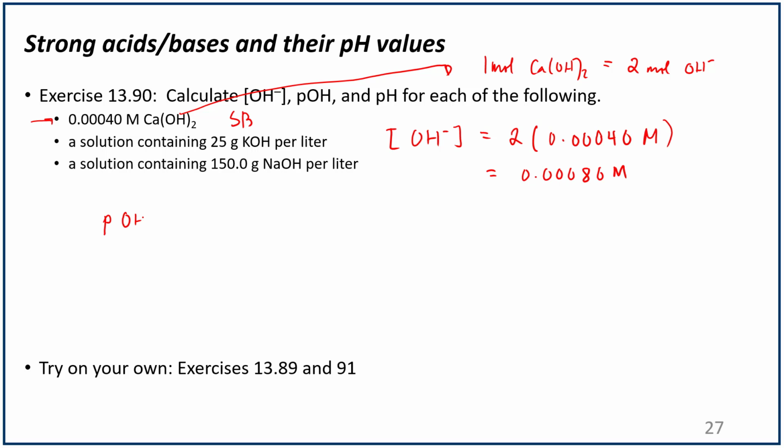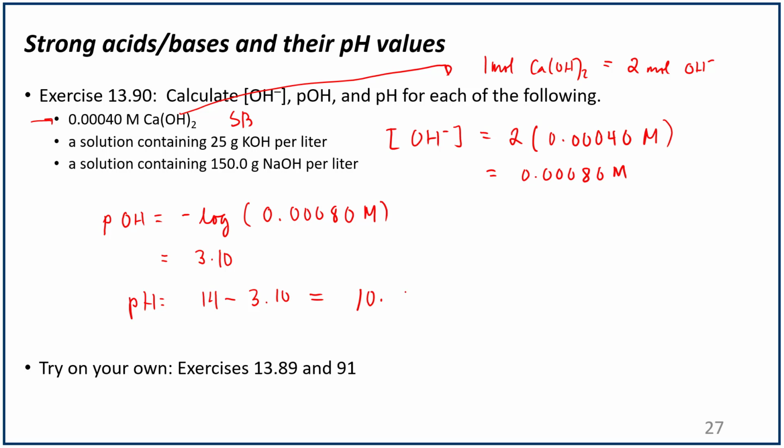Okay, pOH is just negative log of that value, 0.00080 molar. That just gives us 3.10. Okay, and therefore pH is equal to 14 minus this number, 3.10. That should be equal to 10.90. Pretty basic solution.